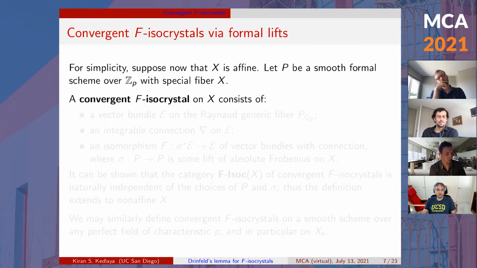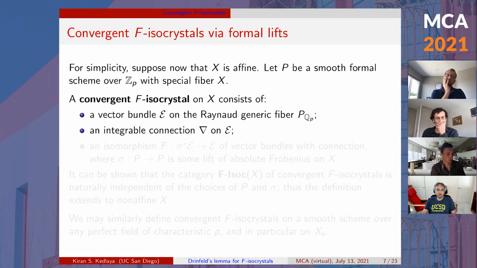And then your convergent F-isocrystal consists of the following data. You take a vector bundle on the Raynaud generic fiber of P, which, since we're talking about affine things, is just a finite projective module over the ring of sections of P with p inverted. But I like to think of it geometrically. So it's a vector bundle on this rigid analytic space, and I have an integrable connection on this rigid analytic space. This is defined in terms of the continuous differentials on the Raynaud generic fiber.